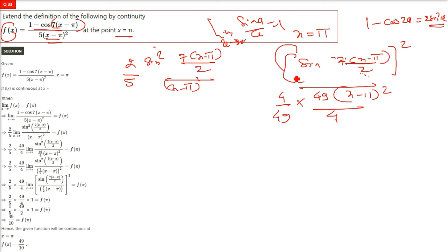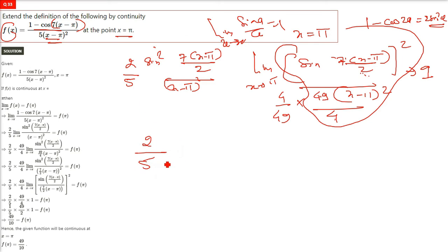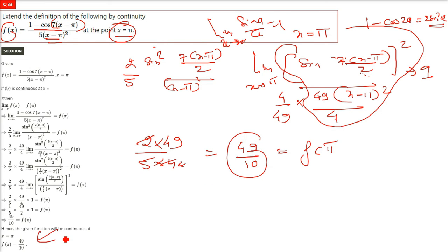So this is now sin theta by theta, with x tends to pi, and this is going to be 1. Only 4 by 49 remains in the denominator. So all we have done, 2 by 5 was already there, 4 by 49 is in the denominator. Keep 4, take 49 upstairs, and then 2 gets cancelled. 49 by 10. So finally, the value of f pi is 49 by 10. So this is extending the definition of this.